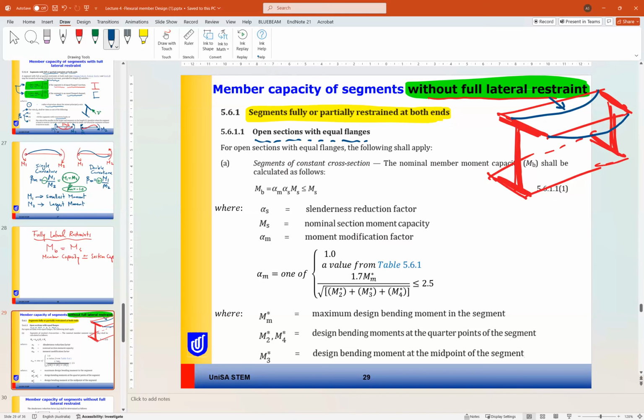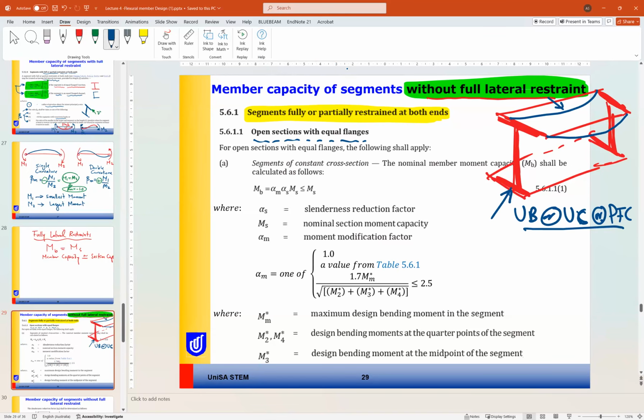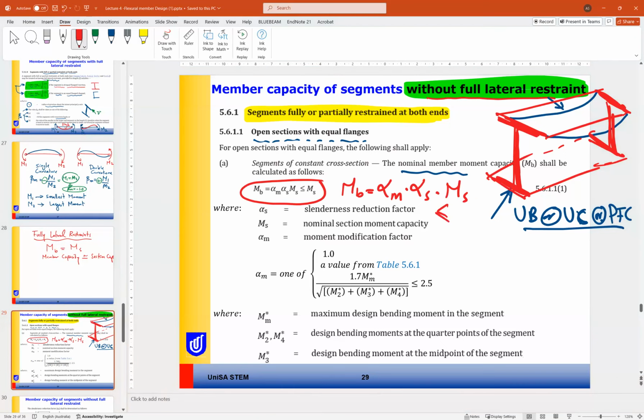So for open sections like universal beam or universal column section or broad flange channel, these are all open sections. The member capacity MB will be this formula. MB equals alpha M times alpha S times the section capacity, and should be less than or equal to the section capacity.